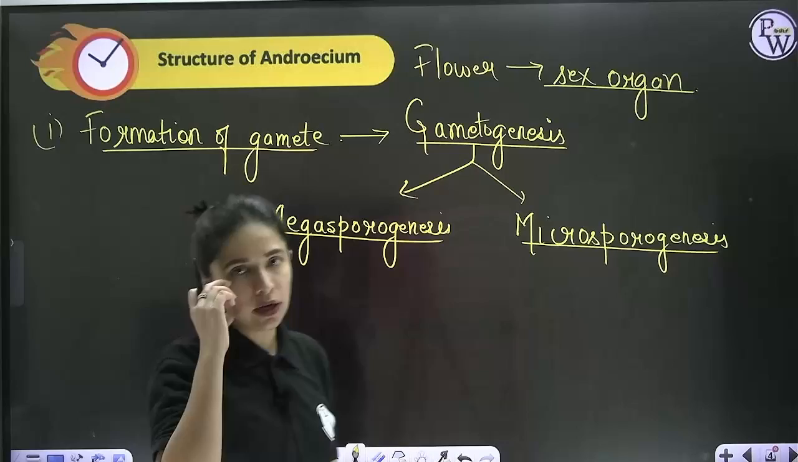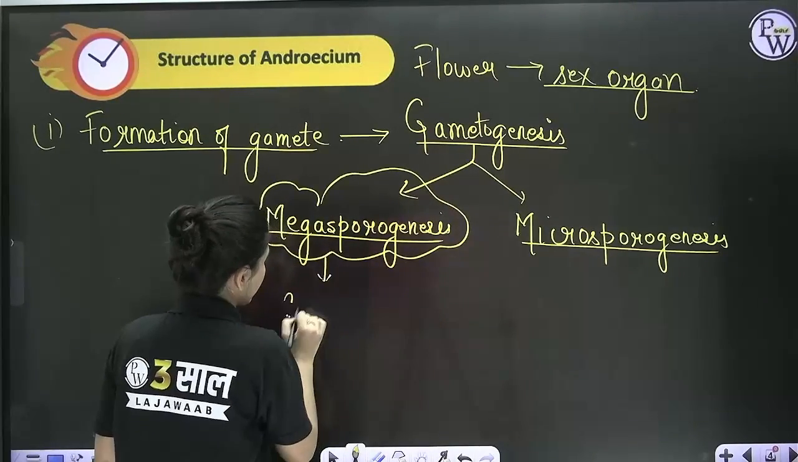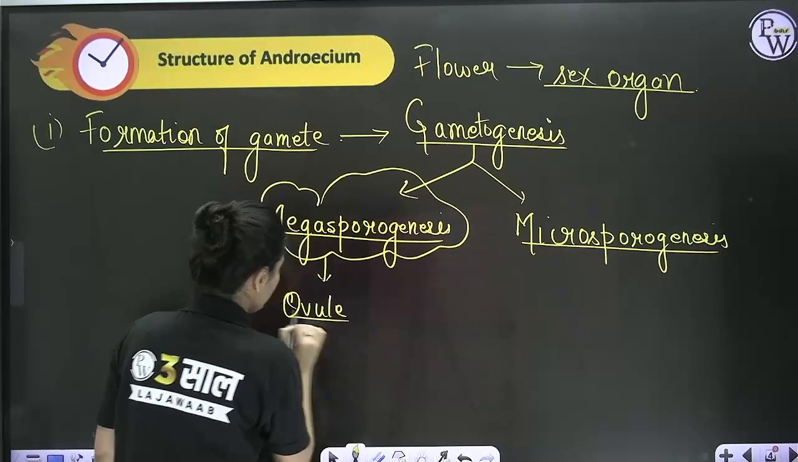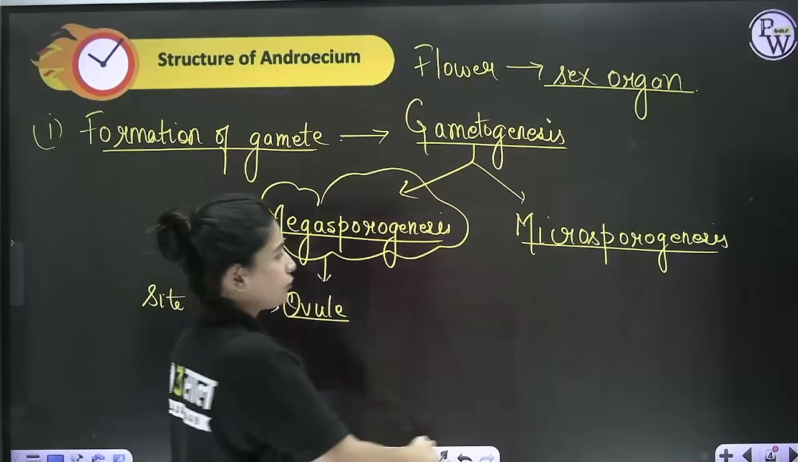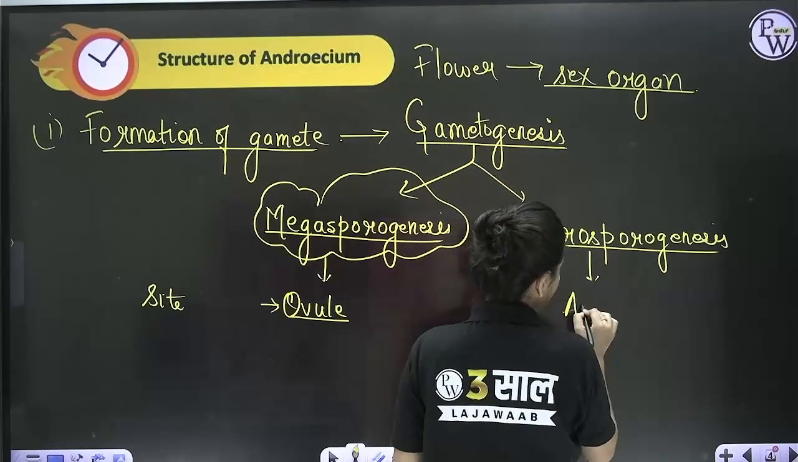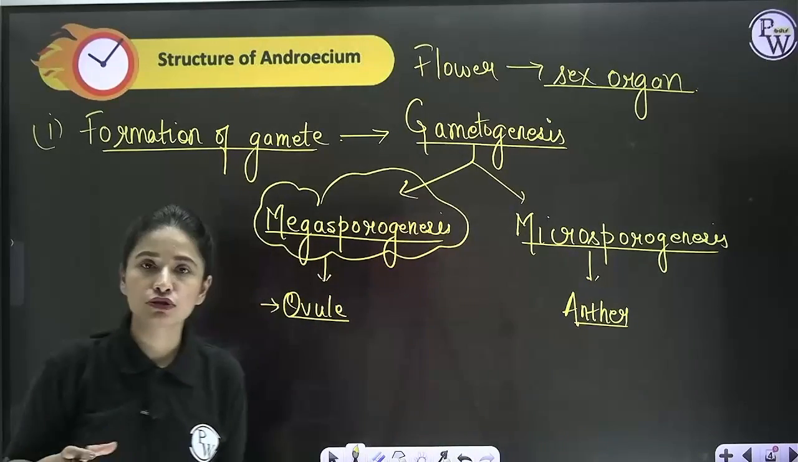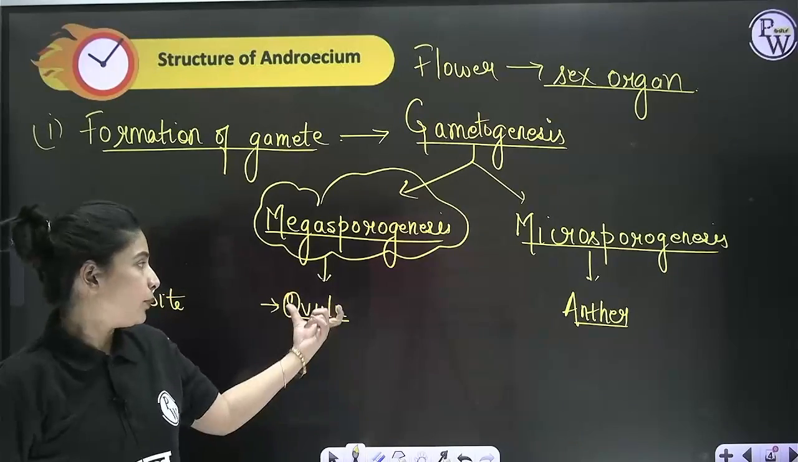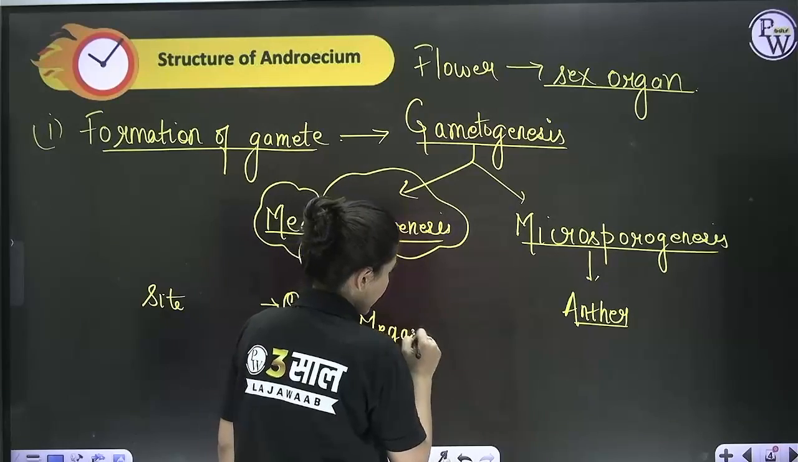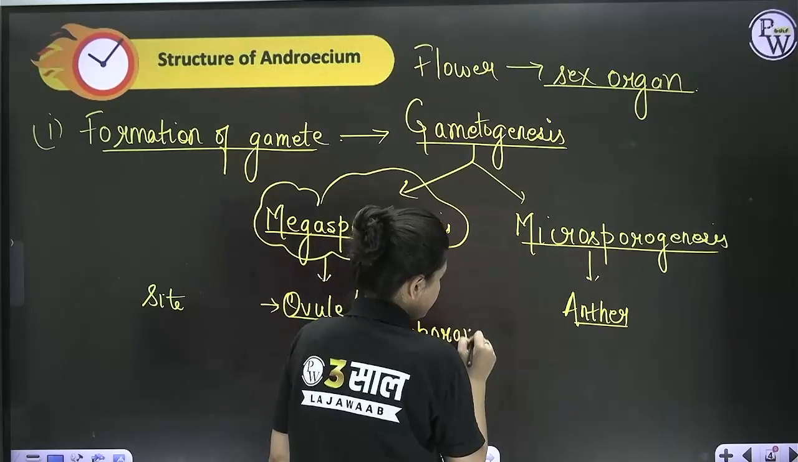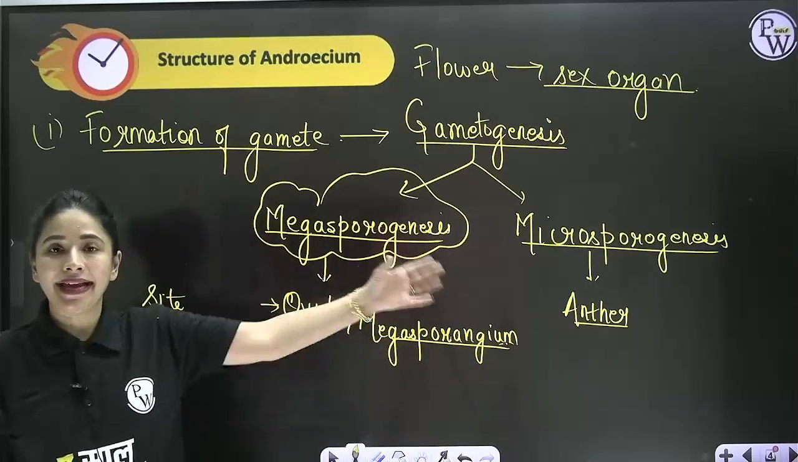Yes. Now see over here, in megasporogenesis, the location of megasporogenesis is the ovule. So the site of megasporogenesis is the ovule, whereas for microsporogenesis, the site is the anther, correct? Hence, anther is also known as microsporangium, whereas ovule is also known as megasporangium.